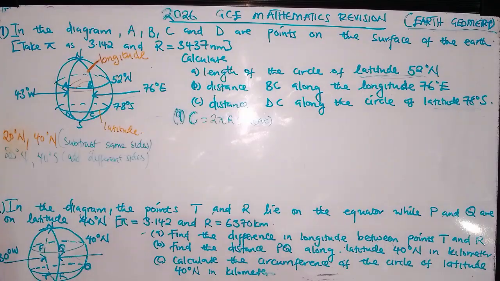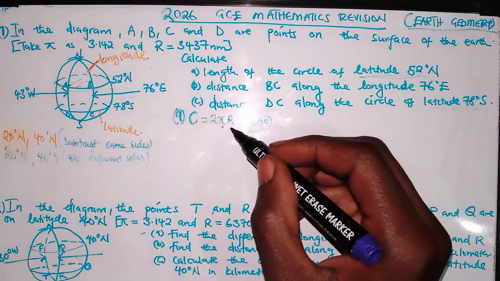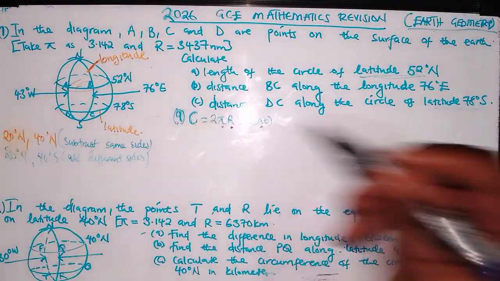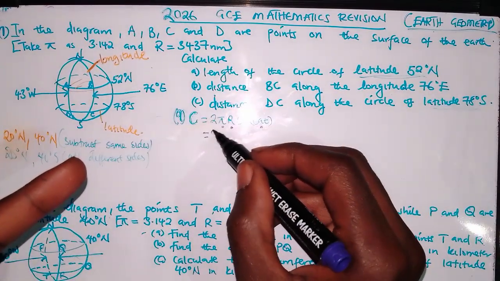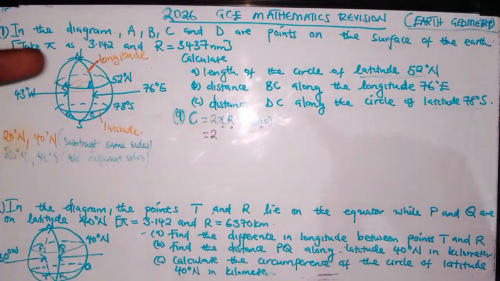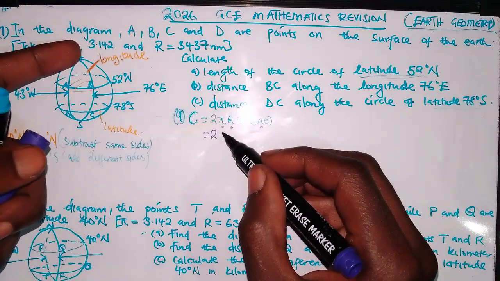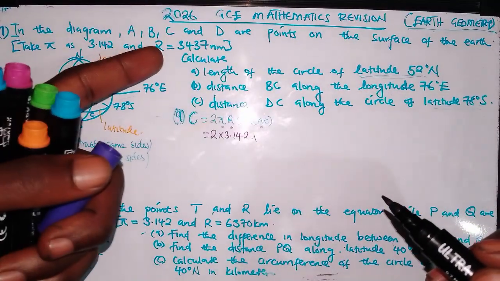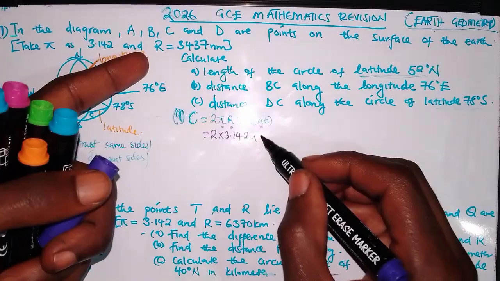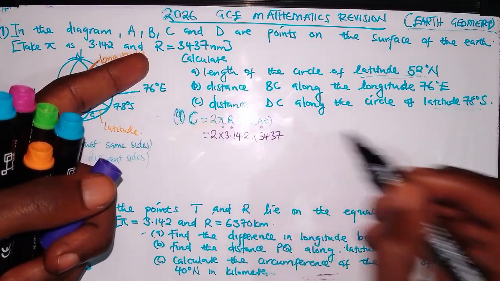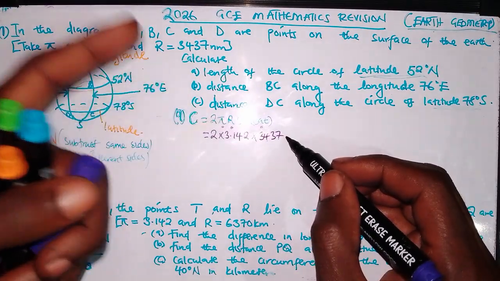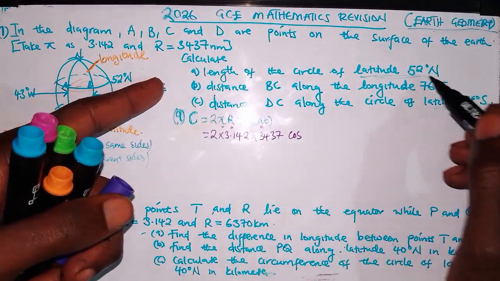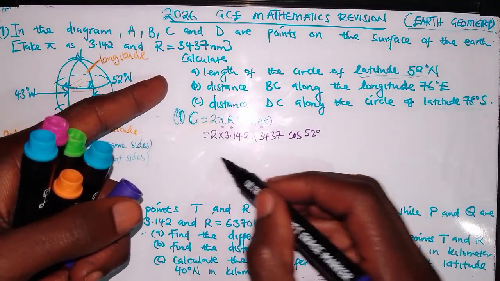Yeah, as you will see. So this is our formula. Now ask yourself, where do we get the pi, where do we get the r, and where do we get the lat? The 2 is already given. The pi is this one in the formula. So we say 2 times 3.142. What is our r? Our r we have been given, which is the radius, 3437. Then what is our latitude? So cos what? 52 degrees.